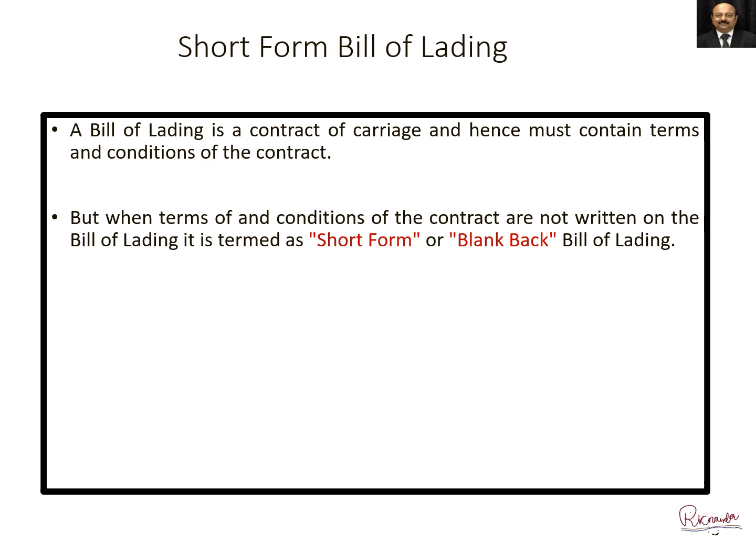Sometimes a bill of lading is issued where it is written something like that, terms and conditions of the shipment will be as per the contract dated so and so. Then that is a short form or blank back. It means all the terms and conditions are not written on that bill of lading. So the global language used for such a bill of lading is known as short form or blank back.